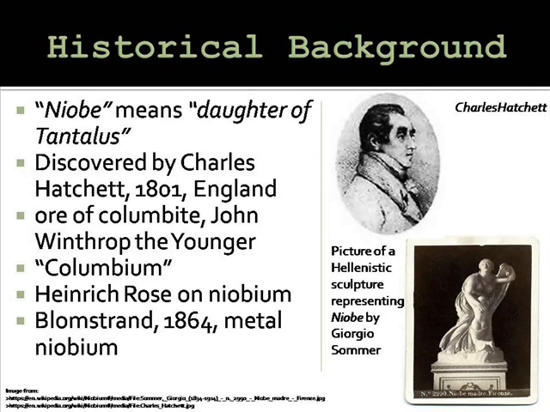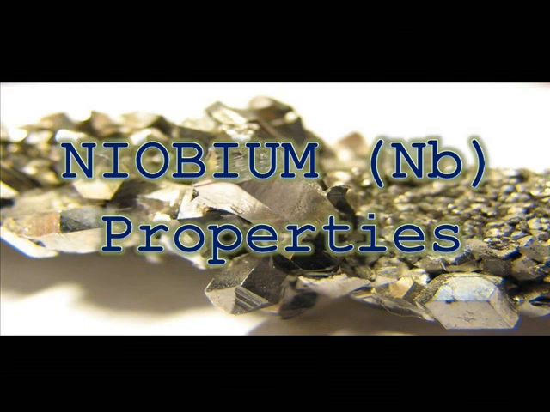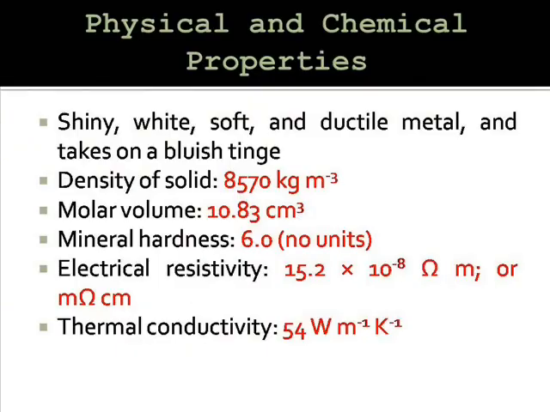There was then considerable confusion concerning the distinction between niobium and tantalum, as they are so closely related. This confusion was resolved by Heinrich Rose, who named niobium in 1846. The name niobium is now used in place of the original name columbium. The metal niobium was first prepared in 1864 by Blomstrand, who reduced the chloride by heating it in a hydrogen atmosphere.